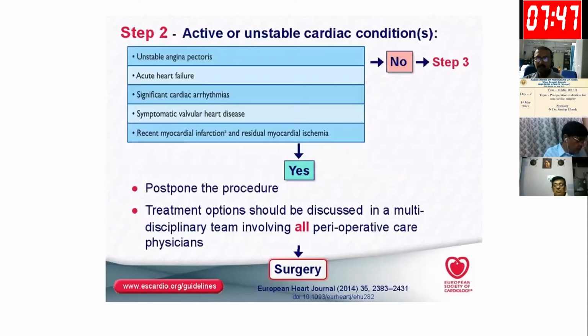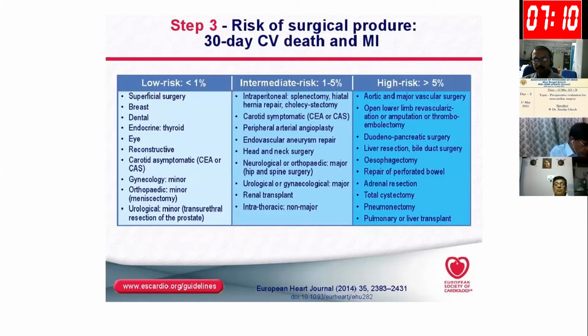Step two is whether the patient has any active or unstable cardiac conditions, like unstable angina pectoris, acute heart failure, significant cardiac arrhythmias, symptomatic valvular heart disease, or recent MI or residual myocardial ischemia. In this case, we have to postpone the procedure, or the treatment options should be discussed. If we cannot postpone, it should be discussed in a multidisciplinary team involving all the perioperative care physicians, and then we can go for surgery. If the answer is no, then we assess the risk factors.